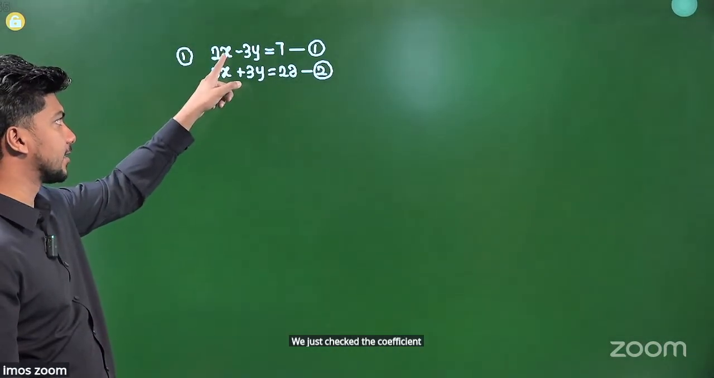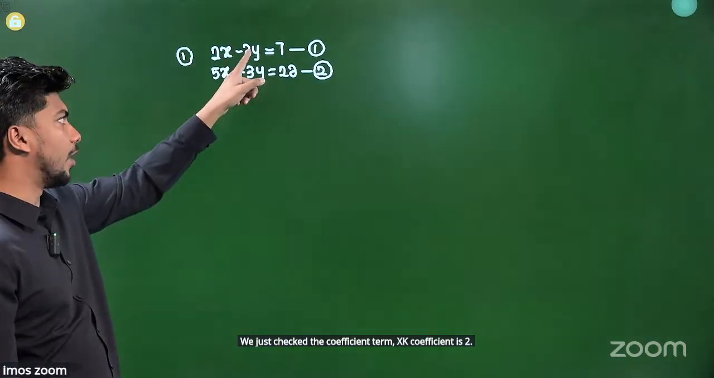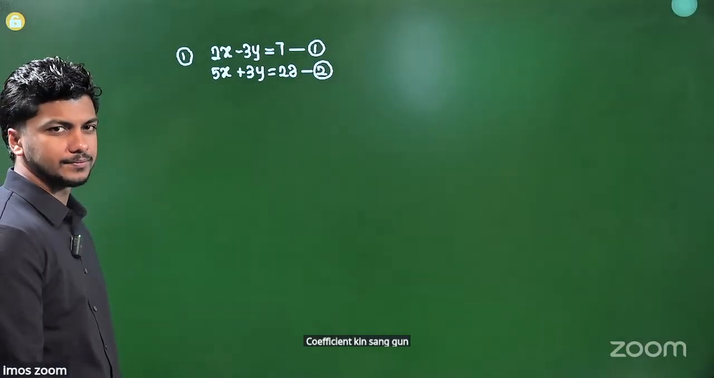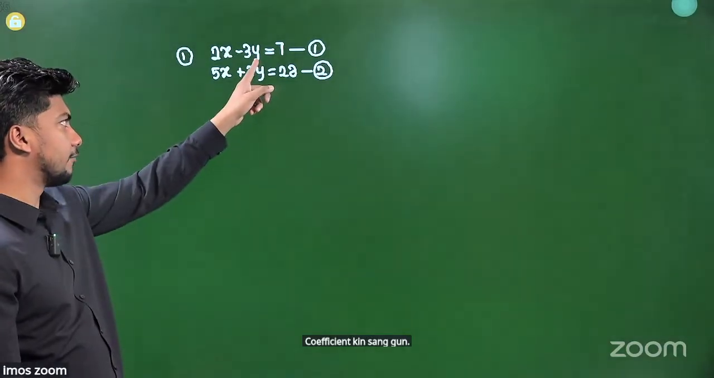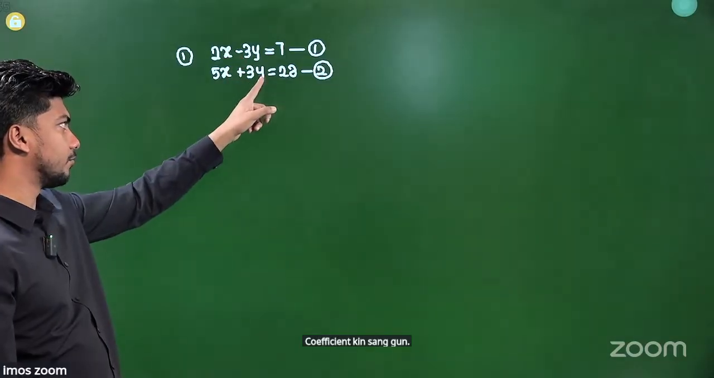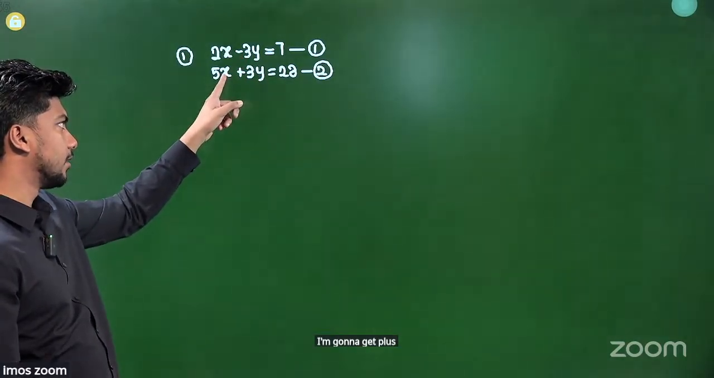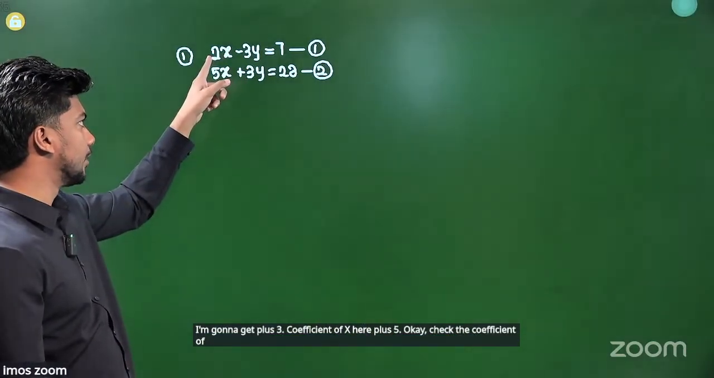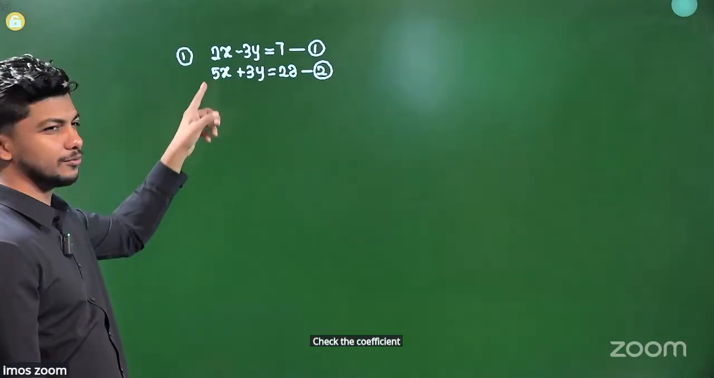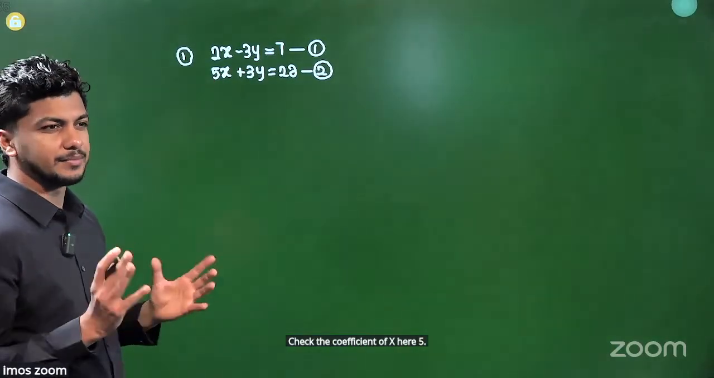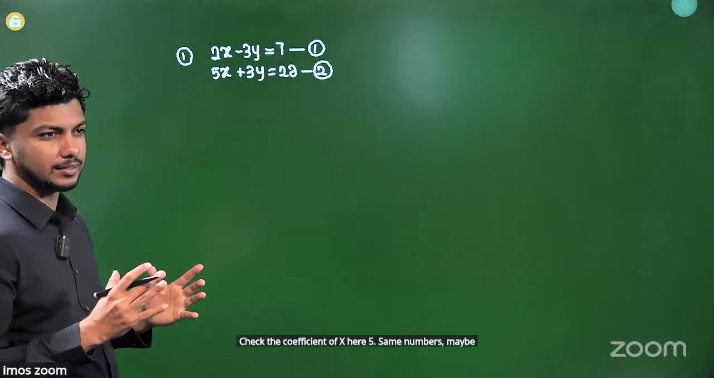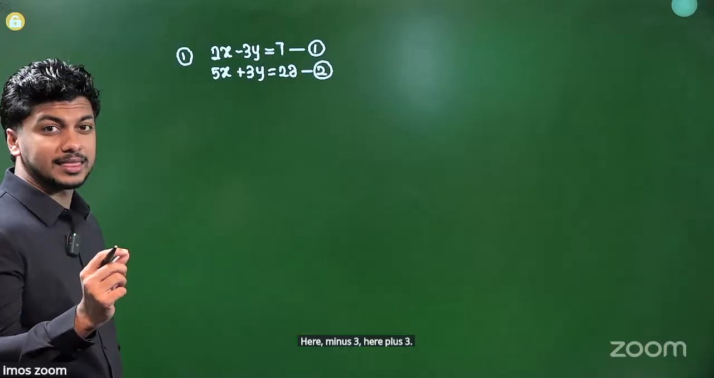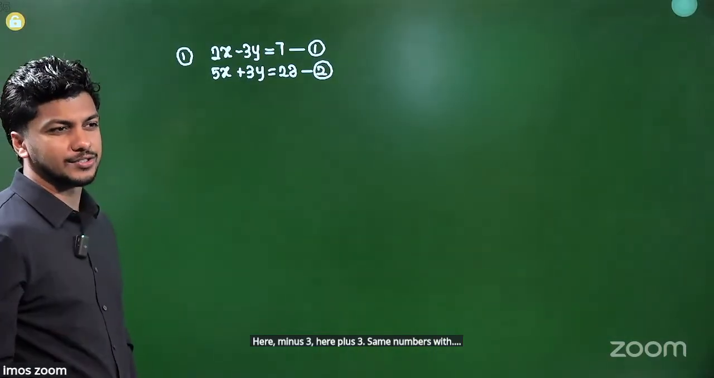The coefficient of x is 2. The coefficient of y is -3. Coefficient means සංගුණකය. In this equation the coefficient of y is -3, in the other the coefficient of y is +3. Coefficient of x here is 2, here it is 5. Here -3, here +3. Same numbers with different signs.